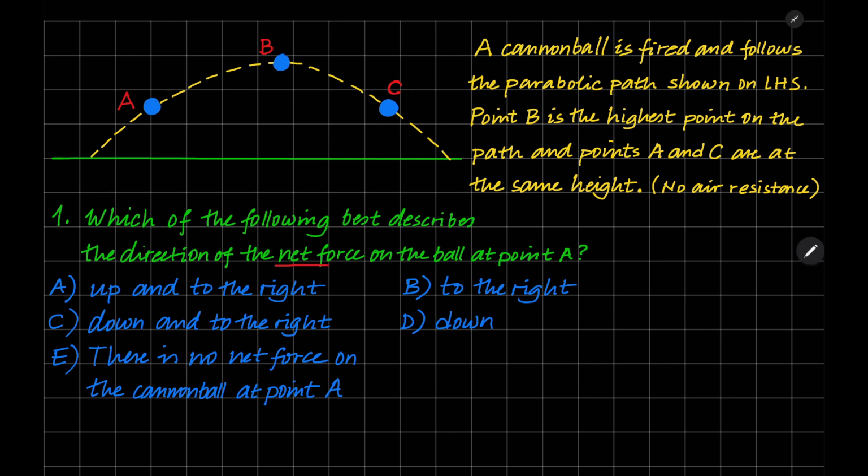The net force on the ball at point A. At point A, only the gravitational force acts on the cannonball and its direction is down, which is mg.